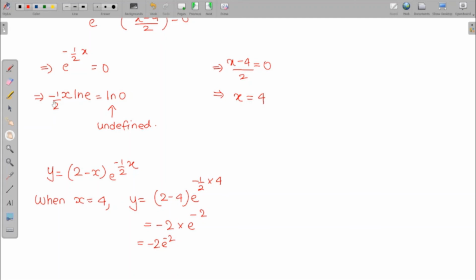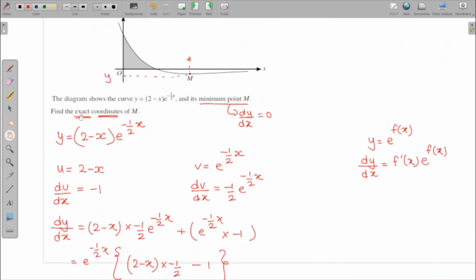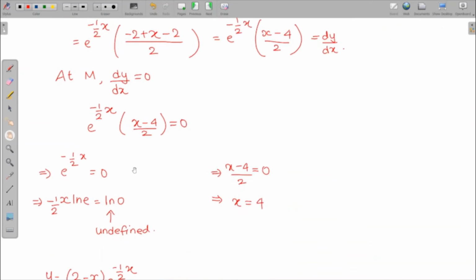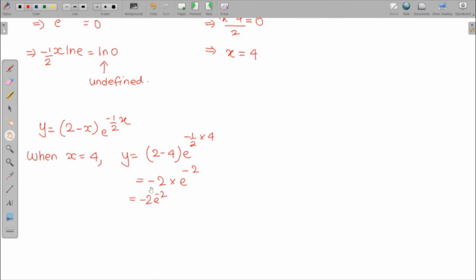Since they have asked for the exact coordinate, we do not have to calculate the value for this. We can leave it in this form. So M is equal to (4, -2e^(-2)), and that's our final answer.